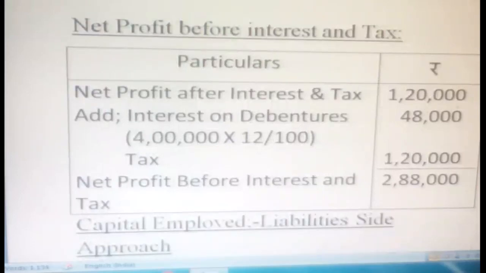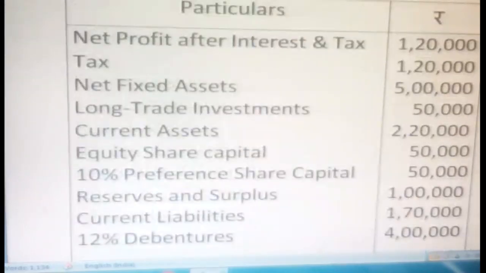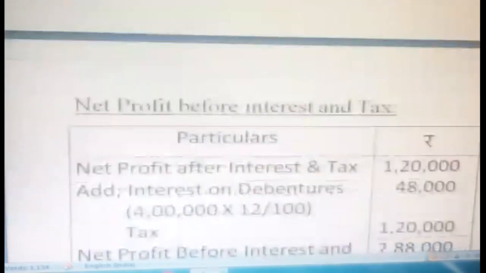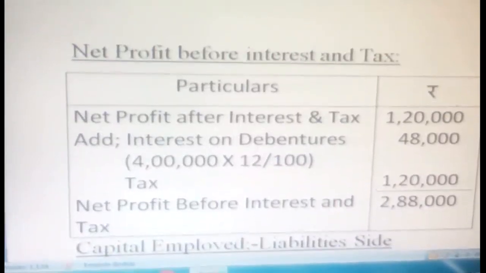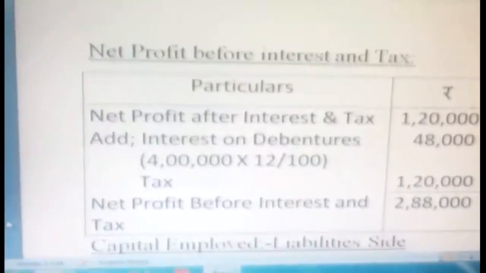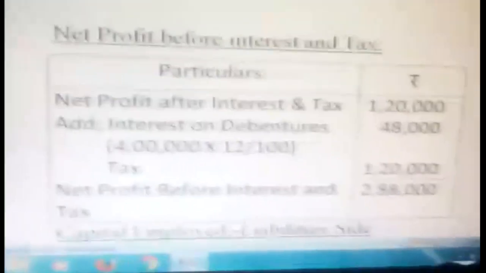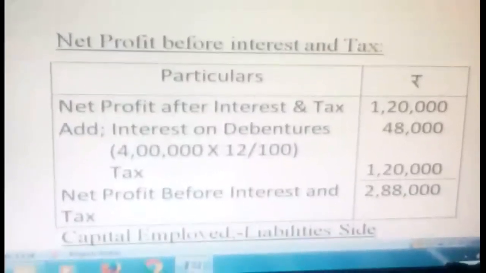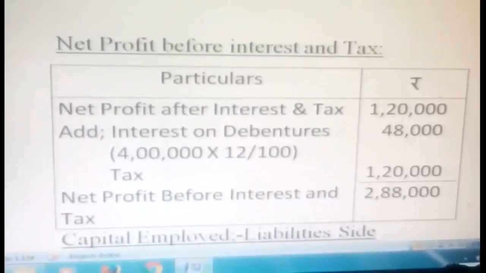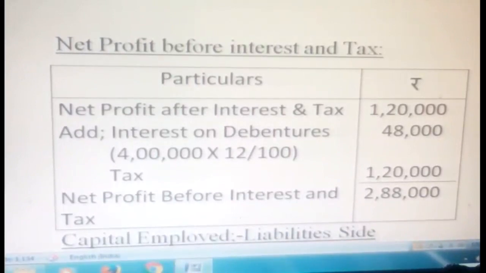Then we want to add back that interest. Similarly, tax they given from the problem 1,20,000. So naturally we want to add it. So we add all: net profit, interest and tax, and net profit before interest and tax comes to 2,88,000. We added all the information.